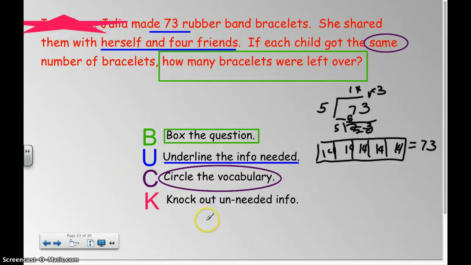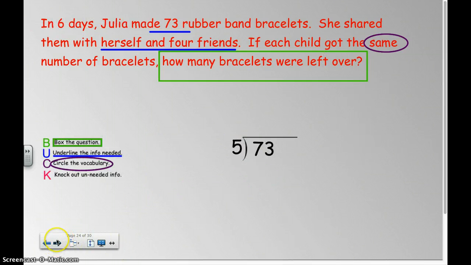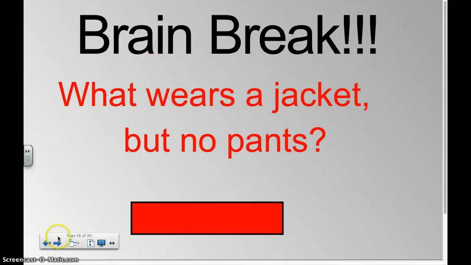It said I'm answering this question of how many bracelets were left over. There were blank bracelets left over. And that answer is 3. There were 3 bracelets left over. You can solve problem number 3 on your recording sheet.